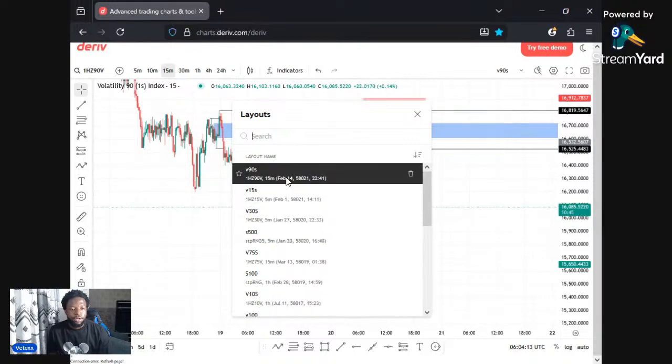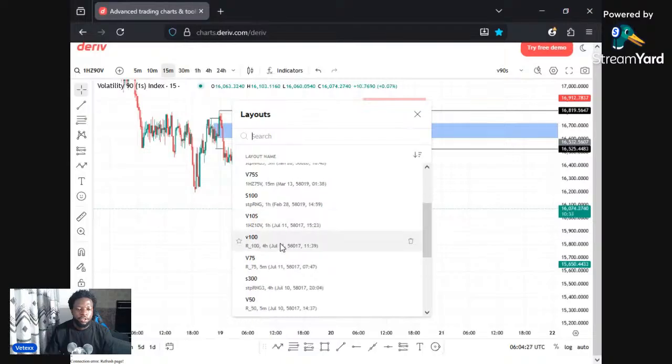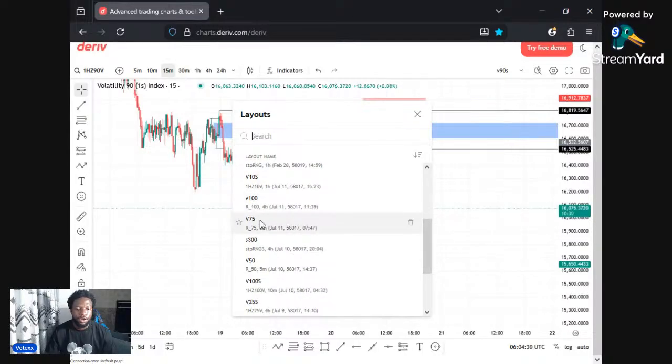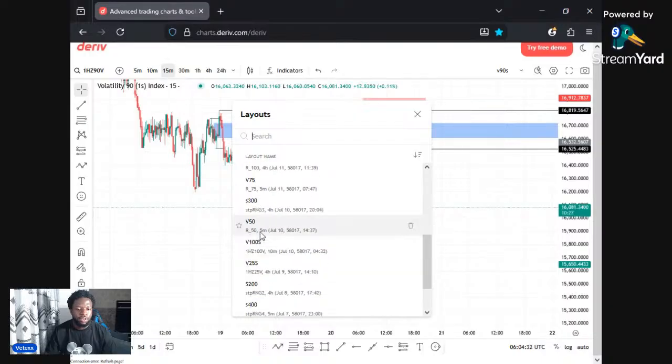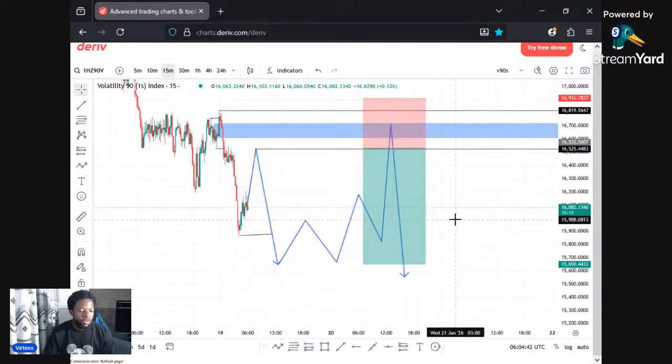We've checked V91S, we've checked V15S, V31S, we checked step 500, we checked volatility 75 1S, we checked step 100, we checked V10S, we checked V100, we checked V75, we checked step 300, we checked V50, we checked V100S, we checked V25 1S, we checked step 200, step 400, V51S, V25, and so far so good. We don't have any setup yet. We've not gotten any setup yet.